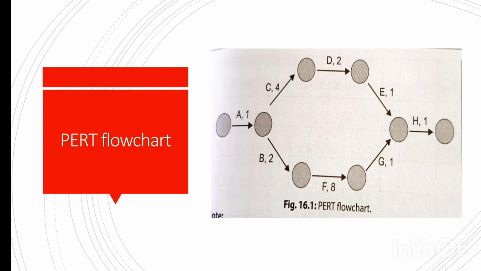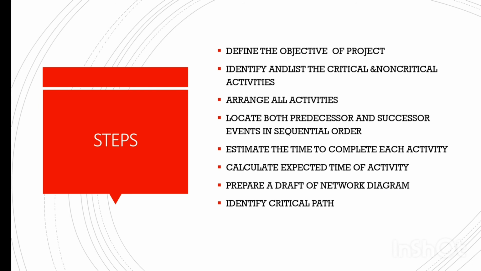Alphabets are different tasks. I think it's clear. Okay, then we can move on to the steps. So steps of PERT involve, first we have to define the objective of operation or the project. അത് വളരെ ഇമ്പോർട്ടൻ്റ് ആണ്. ആ പ്രോഗ്രാമിൻ്റെ അല്ലെങ്കിൽ ഓപ്പറേഷൻ്റെ ഒബ്ജക്റ്റീവ്സ് ഡിഫൈൻ ചെയ്ത്.